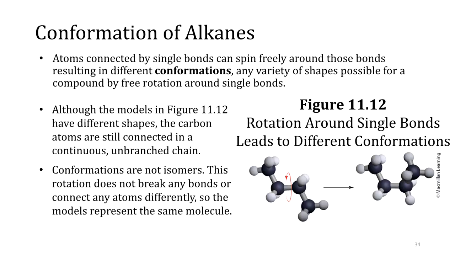So in figure 11.12, this shows you butane, and it shows you conformational variations. Now, conformations are not isomers because none of the bonds are broken, and this is just the molecule moving around. It's one single molecule moving into different shapes. It's like if you stood up, you'd be in a different position. You're still the same person. If you raise both of your arms over your head, you're a different shape now, but you're still the same person.